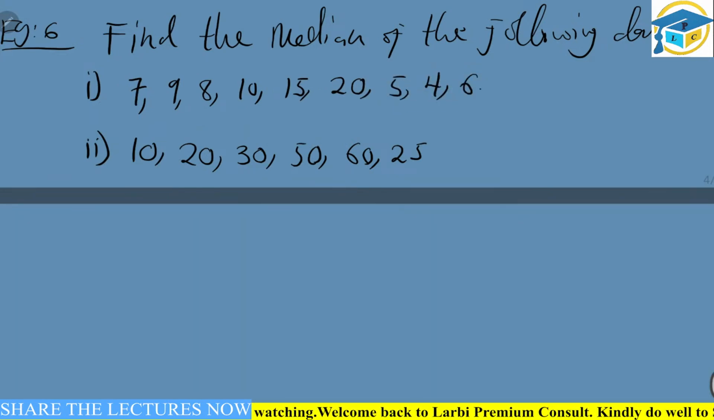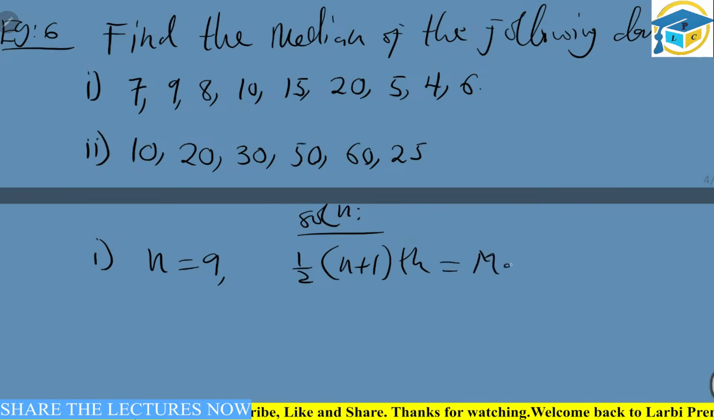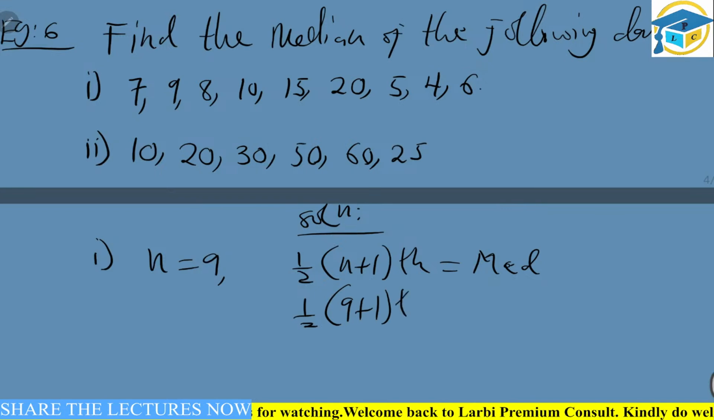So for us to find the median, let's have our solution here. We say that n is 9. To find the position of the median value, it should be one over two of n plus 1 position, the middle position. So one over two of n, which is 9, plus 1, that is 10 divided by 2. We are getting 5, so it should be the fifth position.